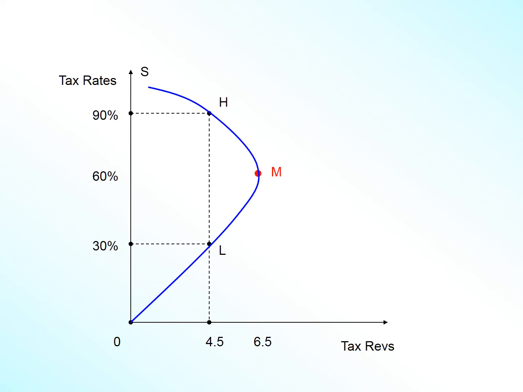In this presentation, we want to learn about the Laffer curve, or the backward bending supply curve. This concept is used to support many theories in economics. We'll use the Laffer curve to build a relationship between tax rates and tax revenues.